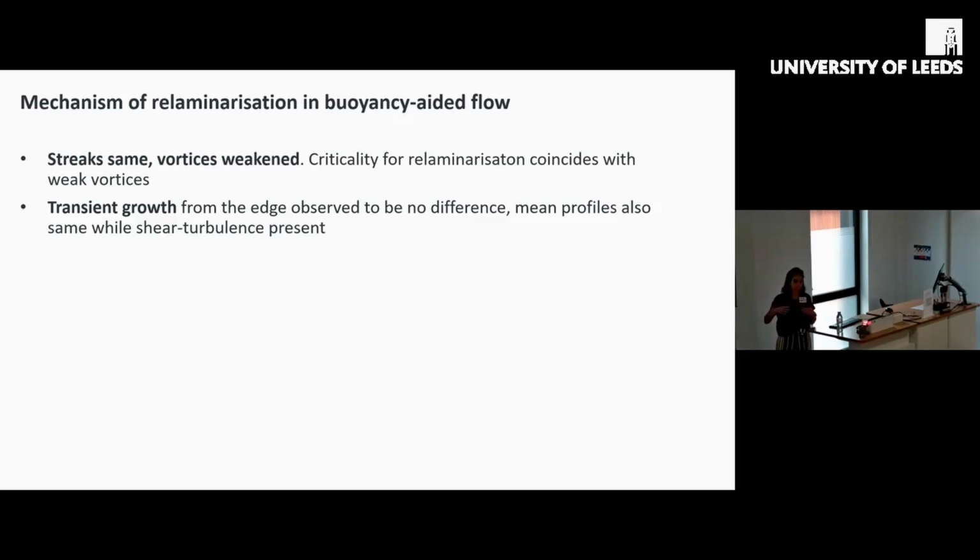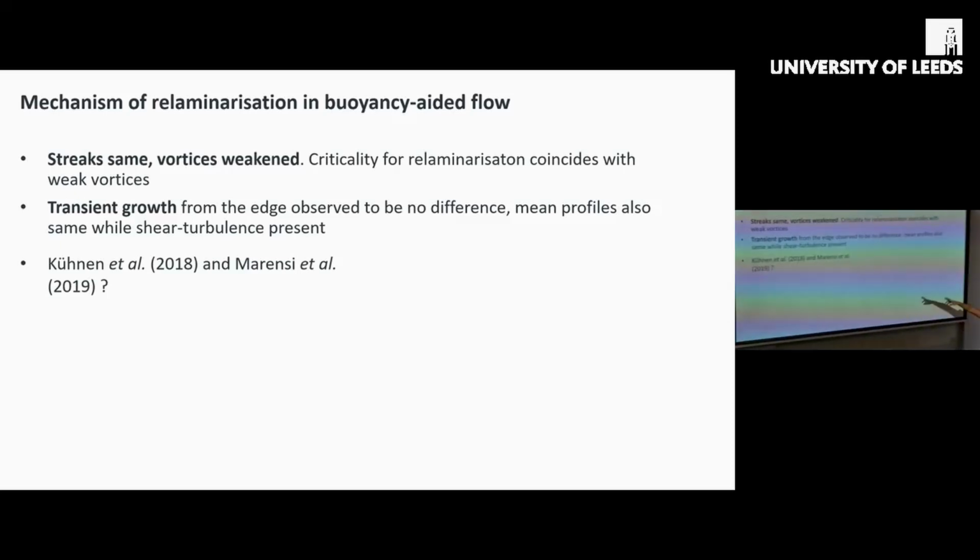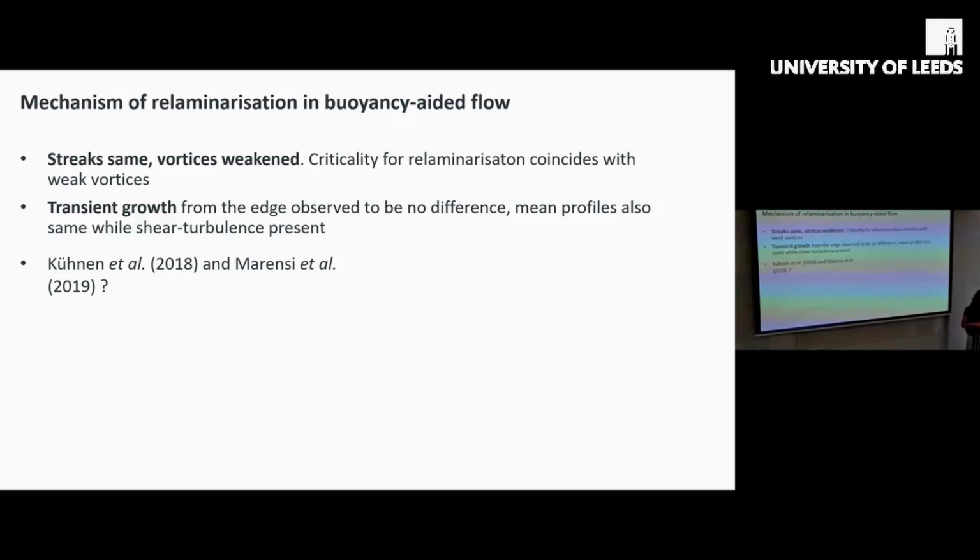So the overall picture that we draw from here is that while the streaks are important for the nonlinear saturation of the flow, it is quite easy to drive these streaks. Weaker vortices can still create streaks of the same amplitude, and then criticality for relaminarization happens when these vortices are too weak, and the turbulence is suppressed. So close to criticality, the rolls are more important for this relaminarization process. And this is quite different from the picture that was proposed in the experiments in Vienna and also in the previous work.